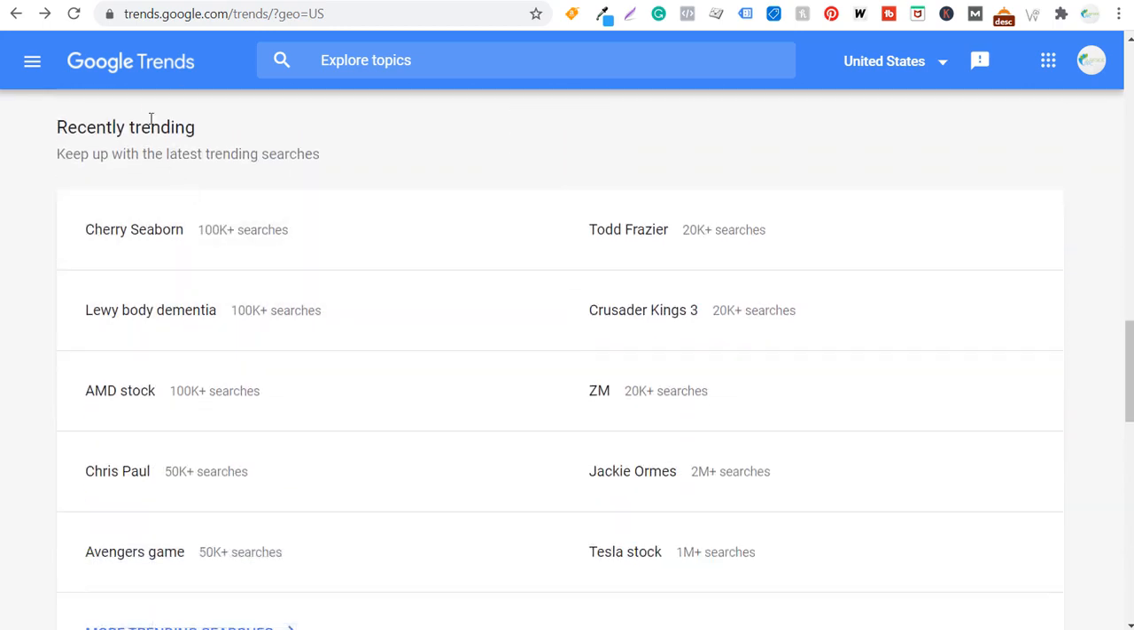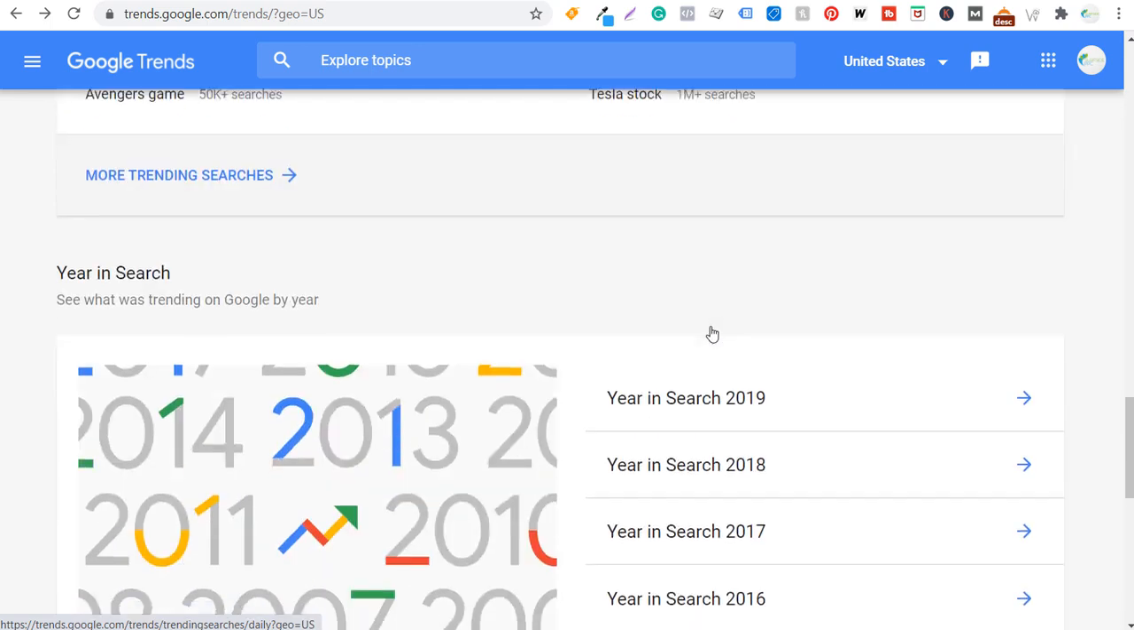Now, one of the main areas of Google Trends is recently trending. So you can come here and you can see what people are actively searching the most right now and things that might have been trending recently. So you can see Tesla stock, 1 million plus searches. And then over here, some of the different searches that people are actively taking right now. Now we'll keep scrolling down.